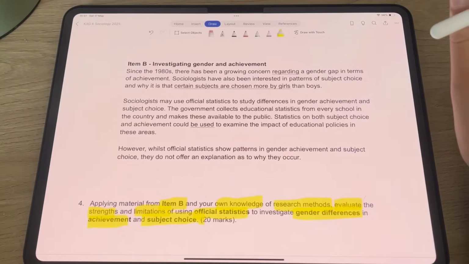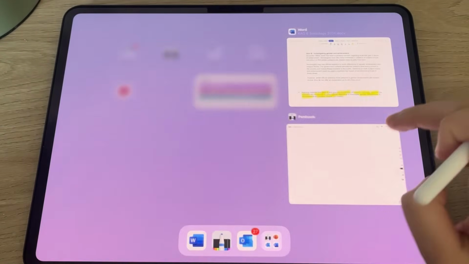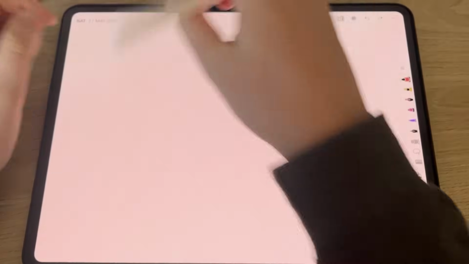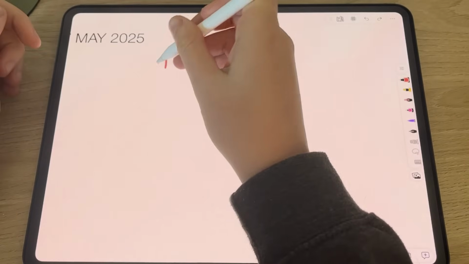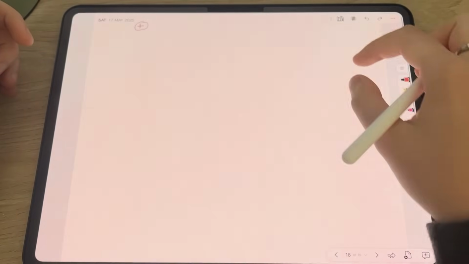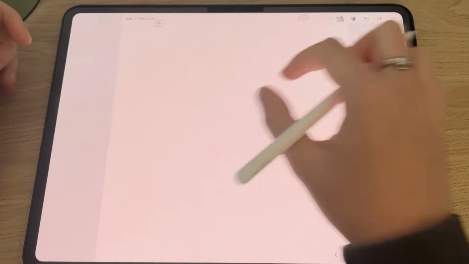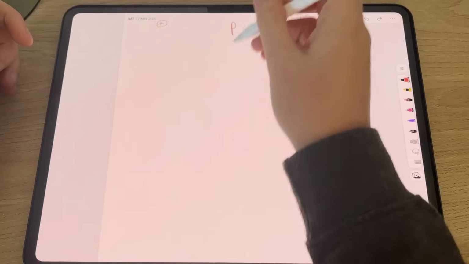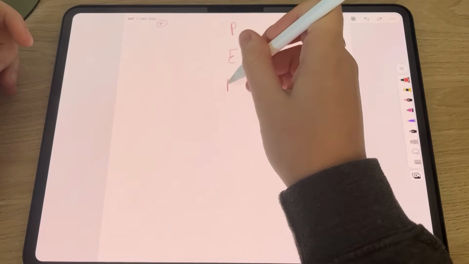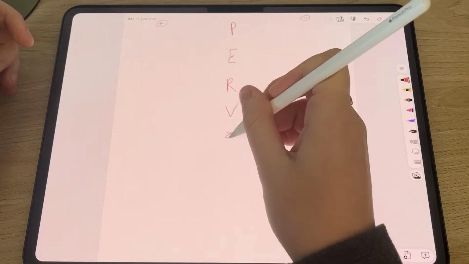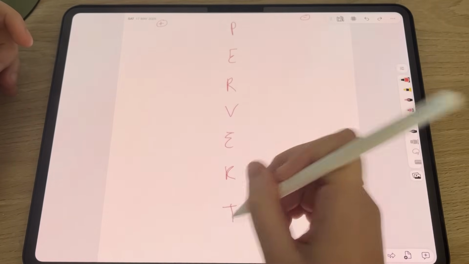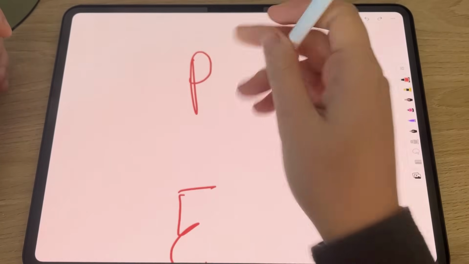Now, what would I be doing in an exam? If I was in my exam, I'd go straight onto an area where I have a blank piece of paper, just somewhere I've got space, and I'd draw a big plus on one side, and on the other side a big minus, and right down the middle of my page I'd just write literally PERVERT, like that.